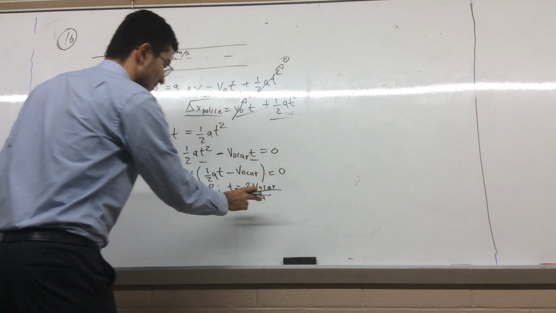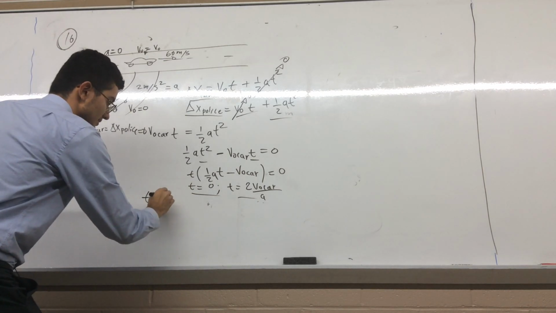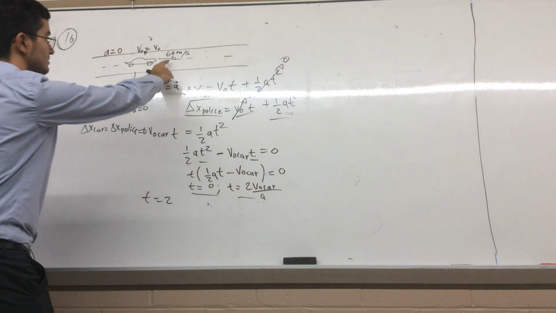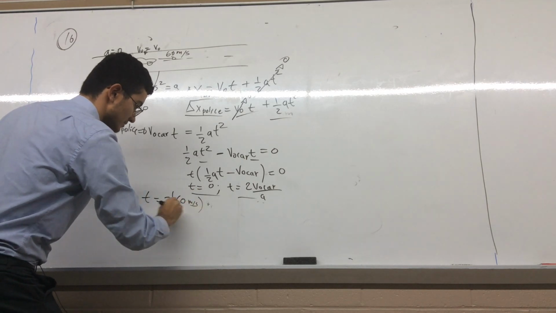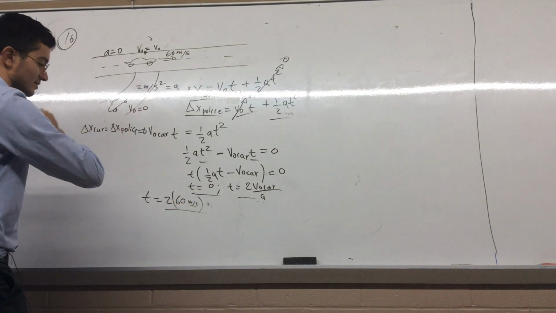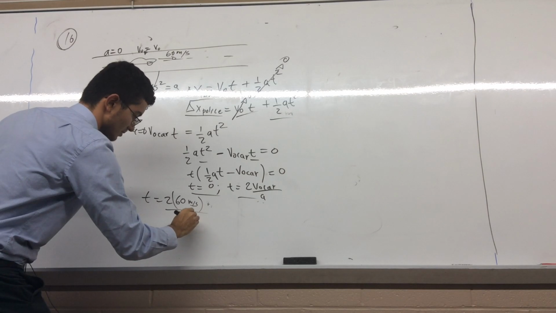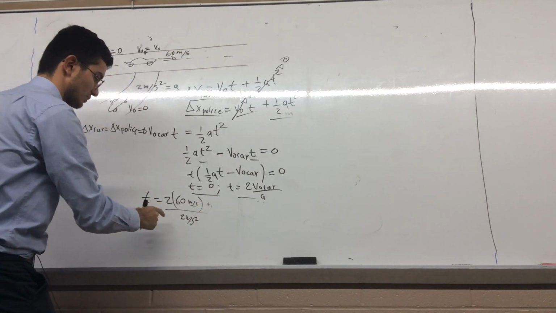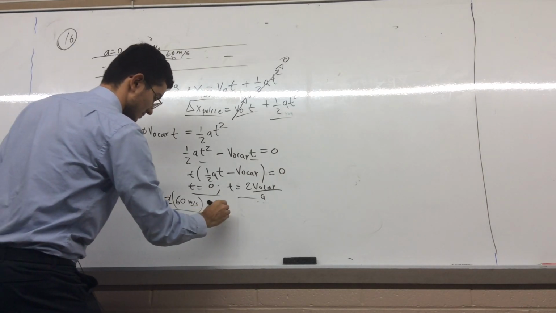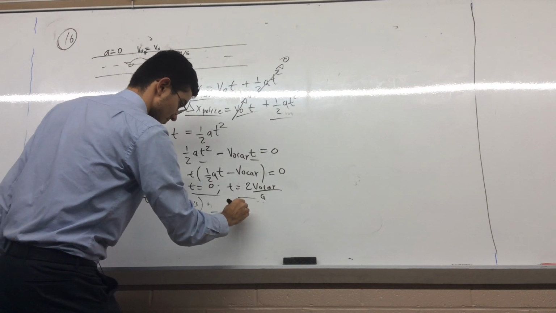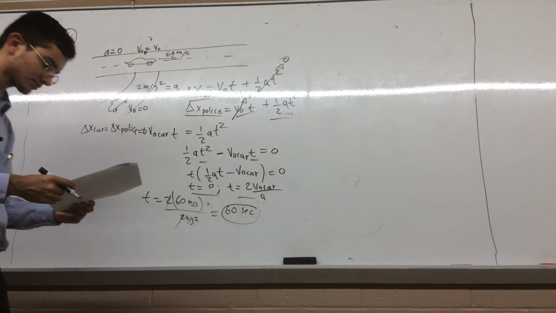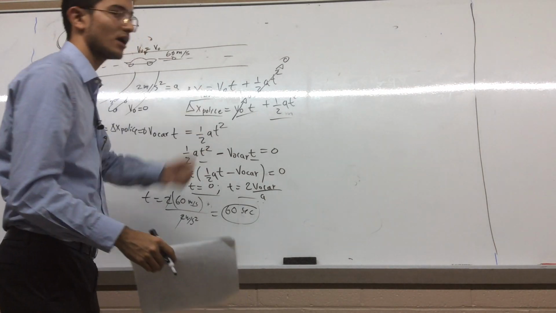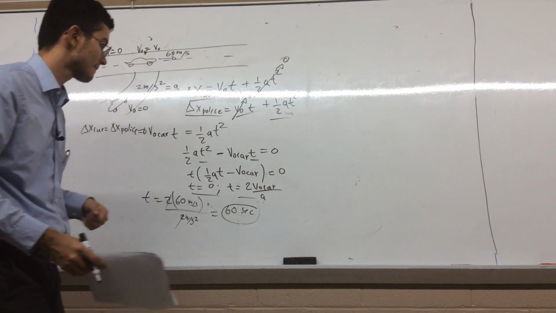So what is the initial velocity of the car? We know it's 60 meters per second. And what is the acceleration of the police? It's 2 meters per second squared. So we do, look at that, 60 seconds. At 60 seconds, the cop catches up with the speeding car.